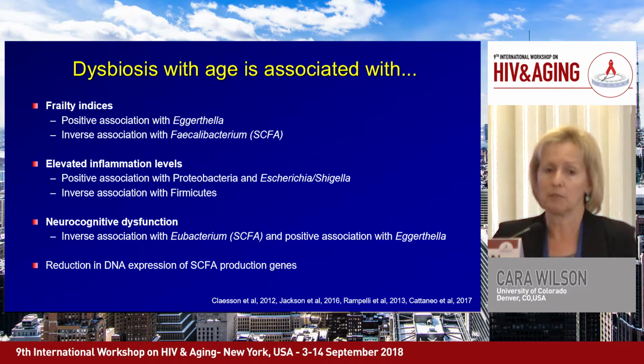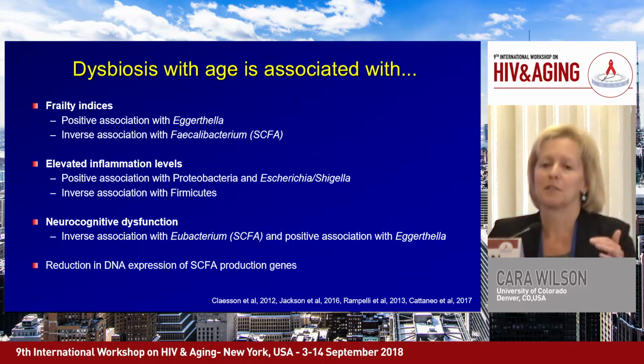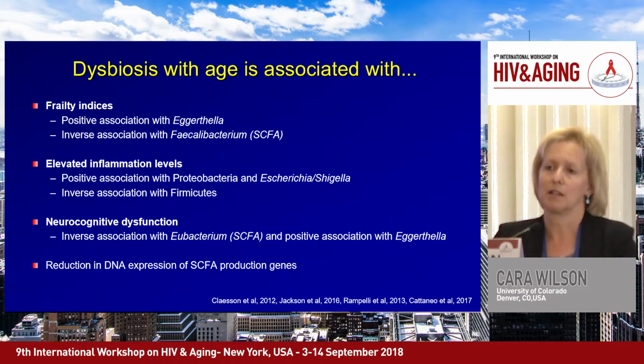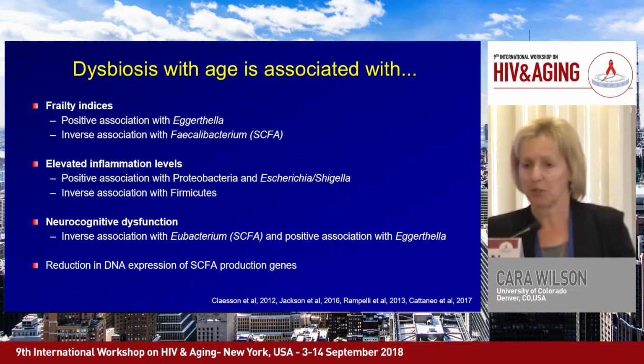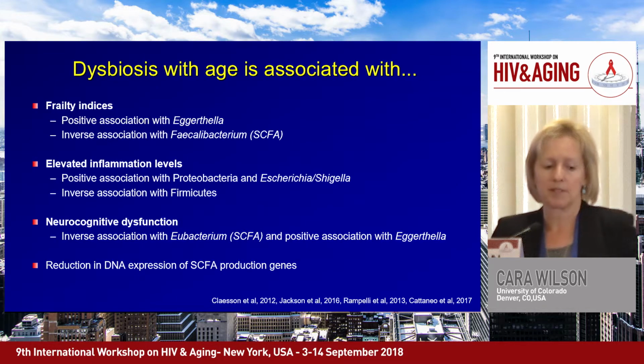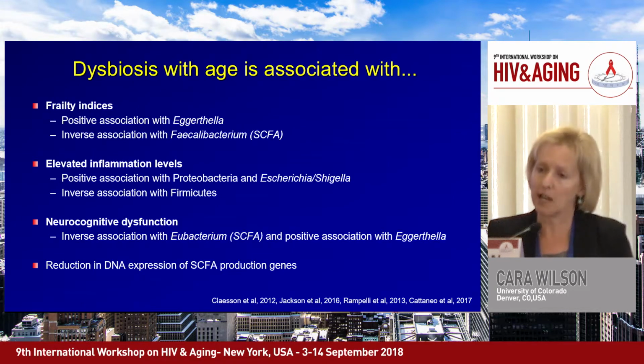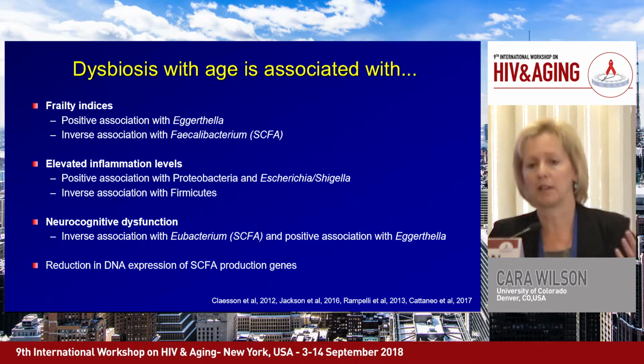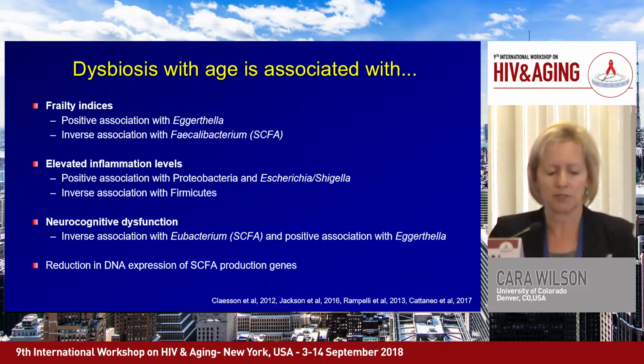Now, importantly, again, there are starting to be studies that link dysbiosis to a number of different comorbid conditions and inflammatory readouts. And again, I just want to briefly go over these. Dysbiosis with age has been shown to be linked to frailty indices, to inflammation levels, to neurocognitive dysfunction. And importantly, these again are usually with positive associations with pathobiont bacteria and negative associations with, or loss of, short-chain fatty acid production.